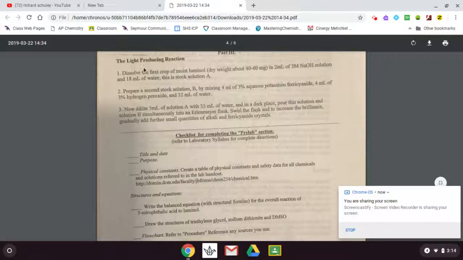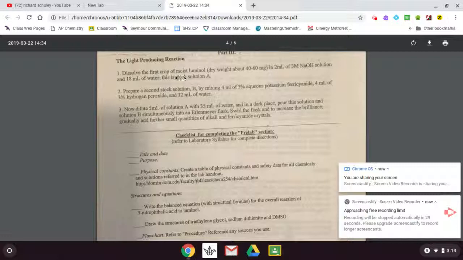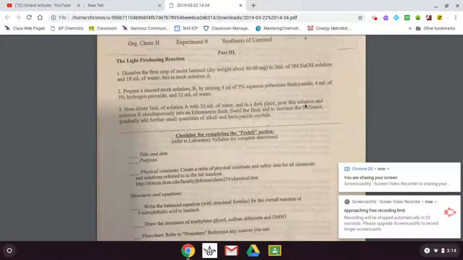Now, take 5 milliliters of what you made, mix it with 35 milliliters of water, and then bring me solutions A and B, mix them together, and we'll see if it lights up. And then you're a big winner.